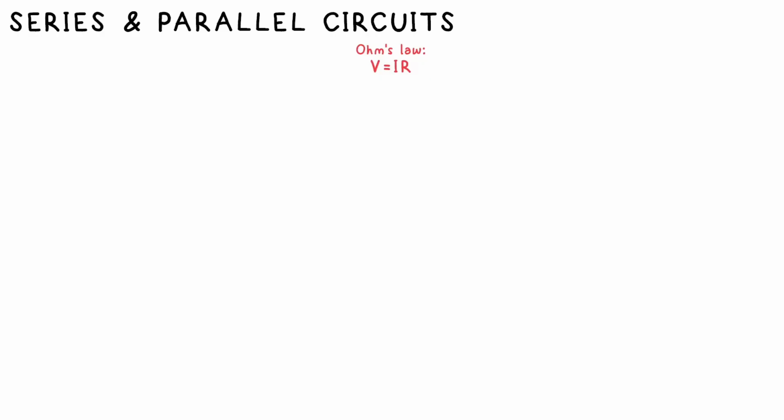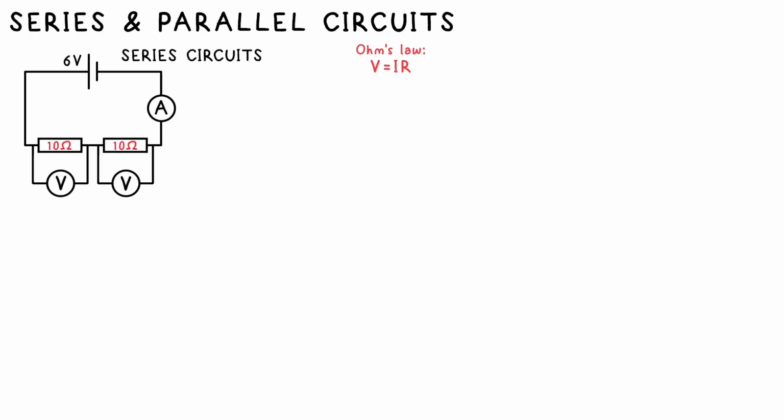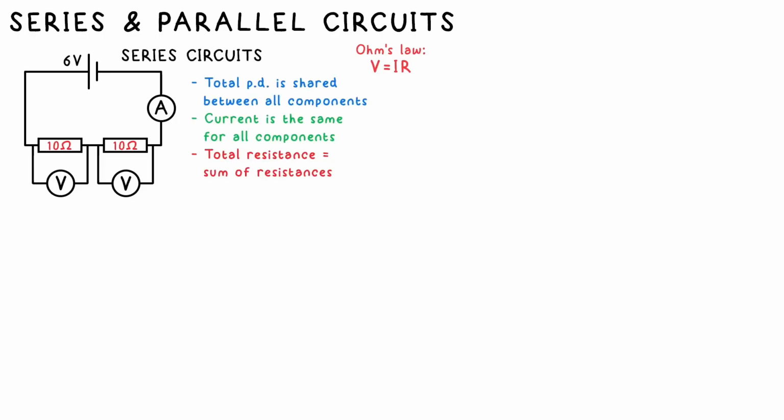Remembering what happens to current, PD and resistance when we have components in series or in parallel. Here's the simplest series circuit we can make really, just two resistors in line with the battery. What you need to remember is that for components in series, total PD is shared between them, current is the same for all of them, and the total resistance is just the sum of all resistances. That just means add it up. Let's deal with that first point.